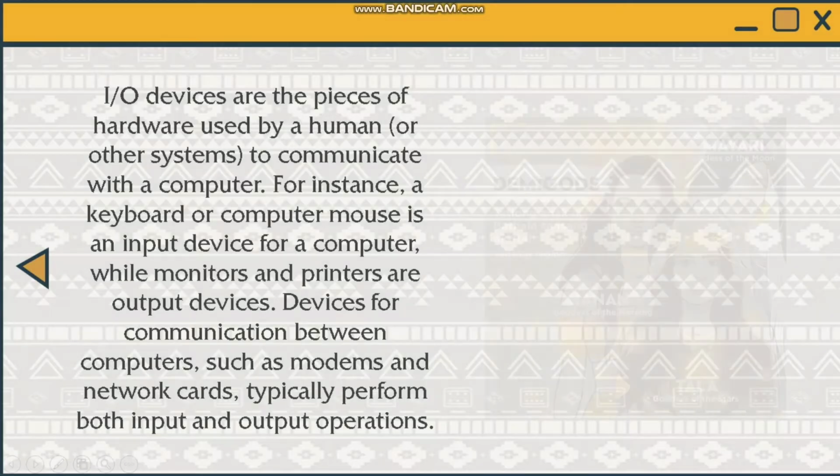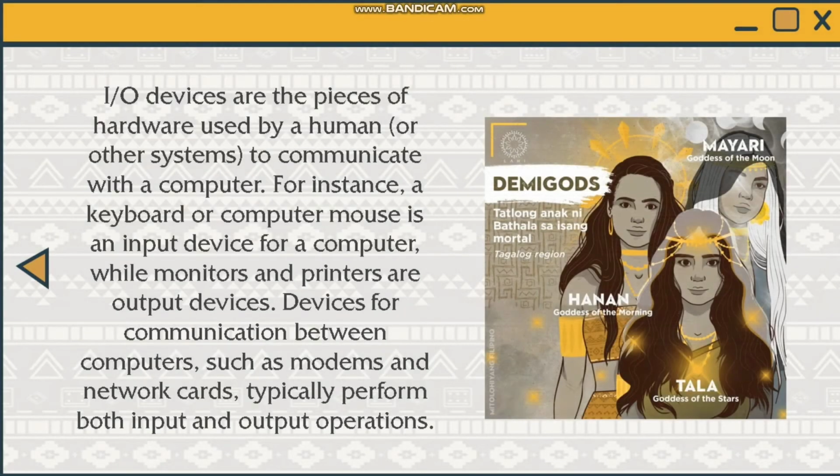I/O devices are the pieces of hardware used by a human or other systems to communicate with a computer. For instance, a keyboard or a computer mouse is an input device for a computer, while monitors and printers are output devices. Devices for communication between computers, such as a modem and network card, typically perform both input and output operations.